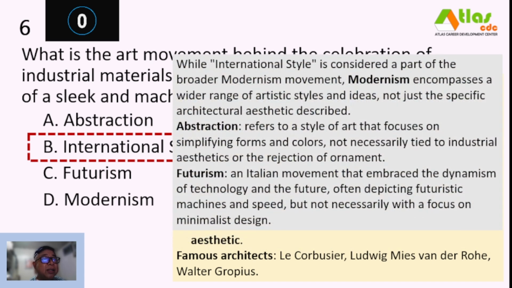While international style is considered a part of the broader modernism movement, modernism encompasses a wider range of artistic styles and ideas, not just the specific architectural aesthetics described. Abstraction refers to a style of art that focuses on simplifying forms and colors, not necessarily tied to industrial aesthetics or the rejection of ornament. And Futurism is an Italian movement that embraced the dynamism of technology and the future, often depicting futuristic machines and speed, but not necessarily with a focus on minimalist design.